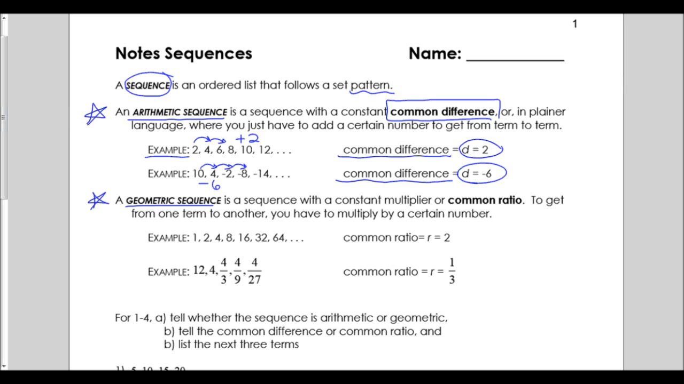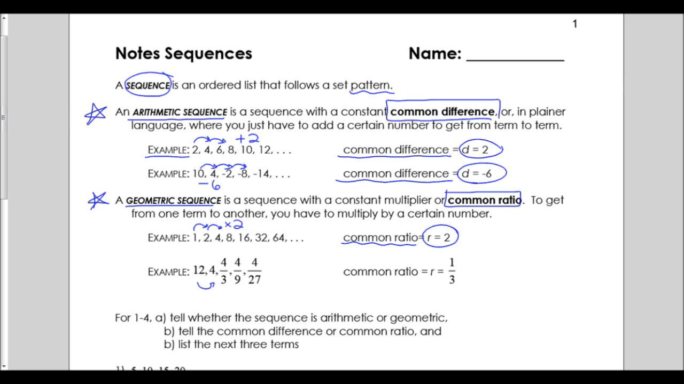A geometric sequence is a sequence with a constant multiplier or a common ratio. So in a geometric sequence, to get from one term to another, you have to multiply by a certain number. Here's our first example. 1, 2, 4, 8, 16, 32, 64. Every time, what did I do to get to the next term? Every time I multiplied by 2 or doubled the previous term. So my common ratio, or the thing that I multiplied by, is 2. We call R the common ratio.